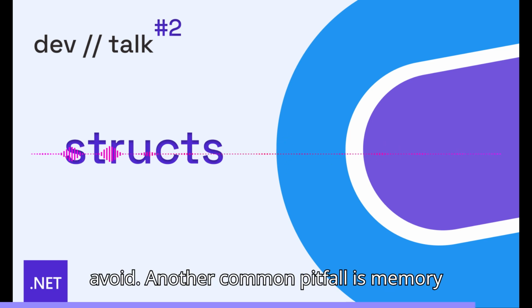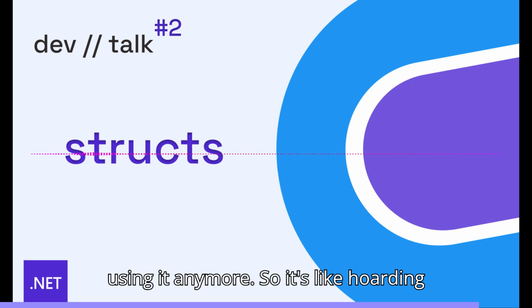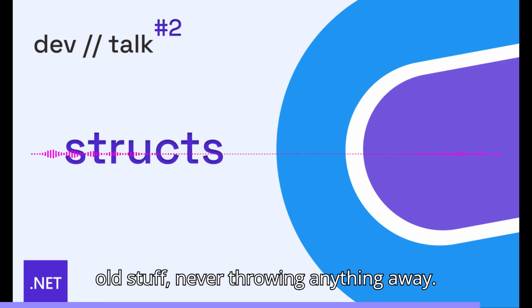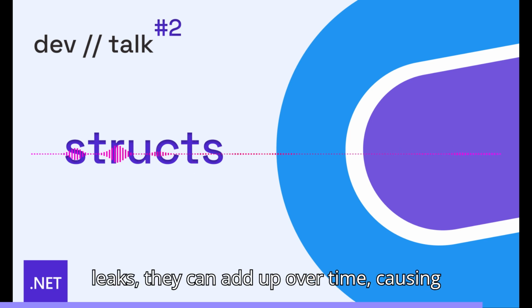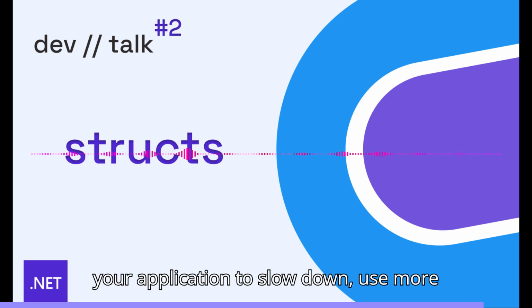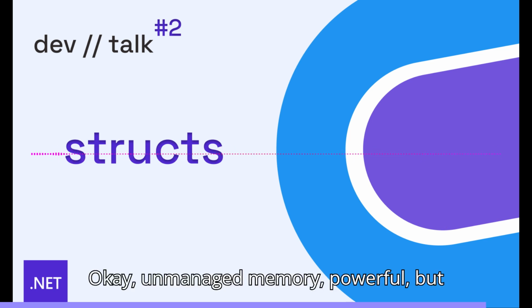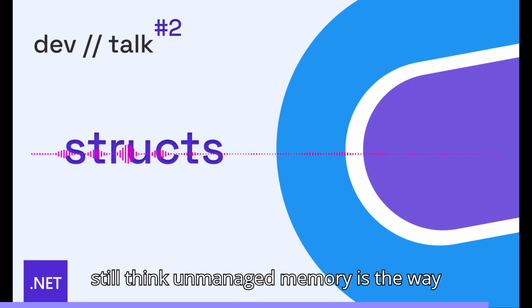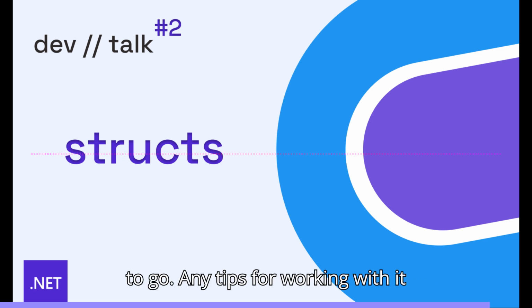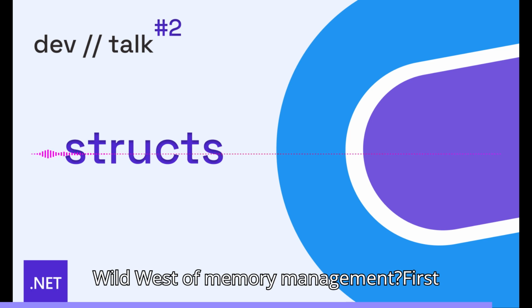Another common pitfall is memory leaks. Remember, we're in charge of freeing up memory now. If we forget, that memory stays occupied even if we're not using it anymore. So it's like hoarding old stuff, never throwing anything away. Eventually you run out of space. That's a great way to put it. And these memory leaks can add up over time, causing your application to slow down, use more and more memory, and eventually crash. Okay, unmanaged memory, powerful, but definitely a double-edged sword. So let's say we've thought about the risks, and we still think unmanaged memory is the way to go. Any tips for working with it safely? Like, how do we survive in this wild west of memory management?